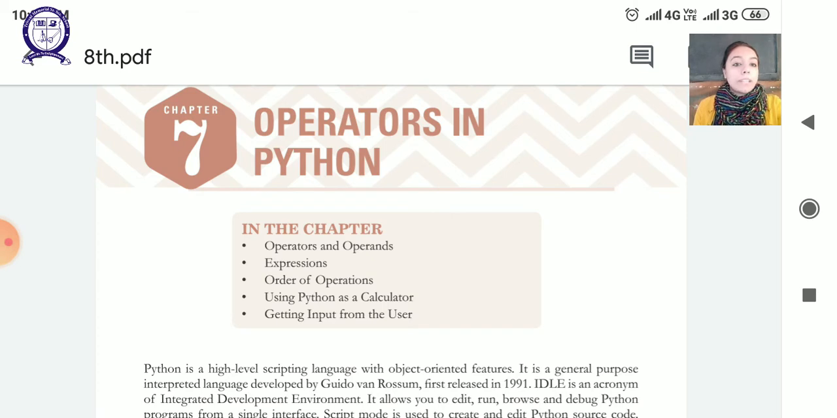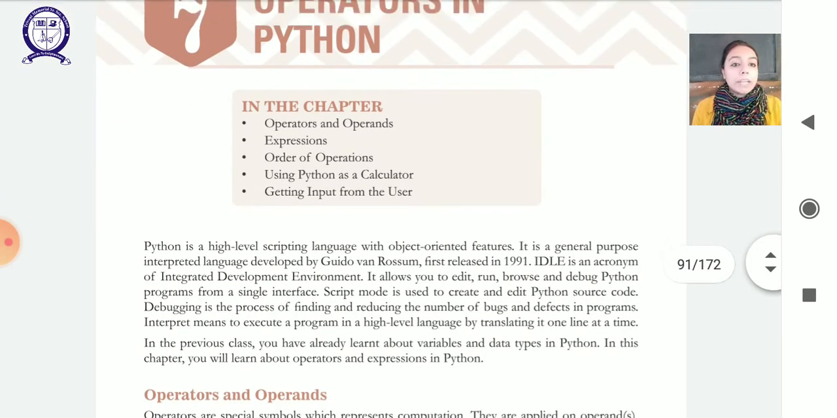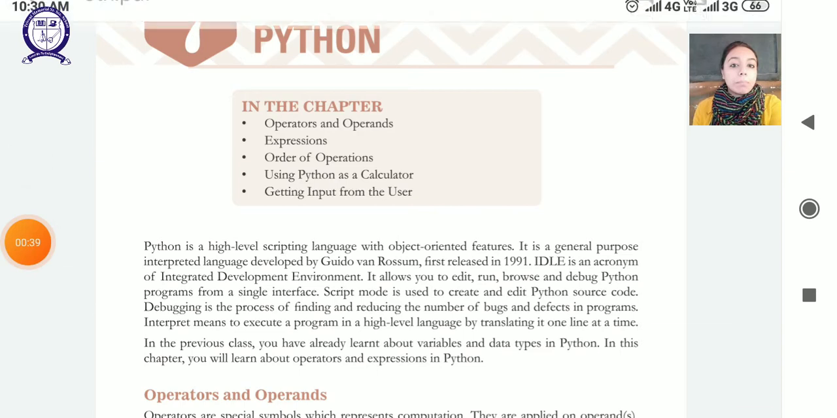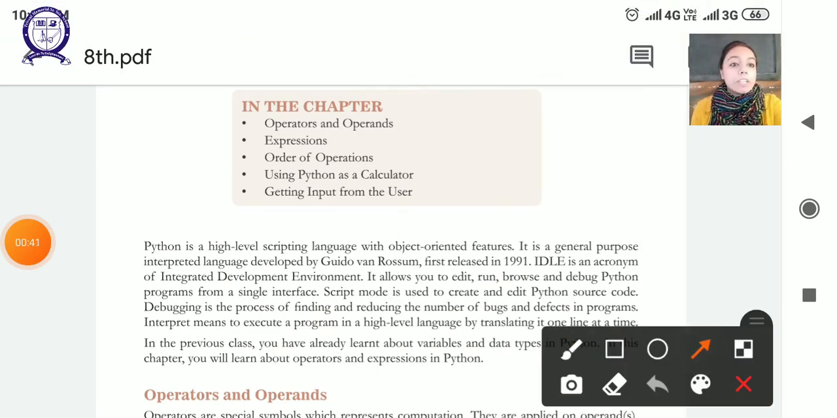So first of all, Python is a high level scripting language with object oriented features, and it is a general purpose interpreted language developed by Guido van Rossum in 1991. In order to edit, run, browse and debug the Python programs, we use IDLE. IDLE stands for Integrated Development Learning Environment. So here we have IDLE.